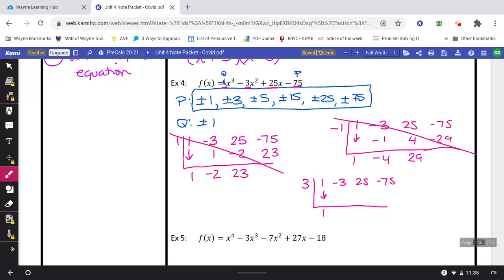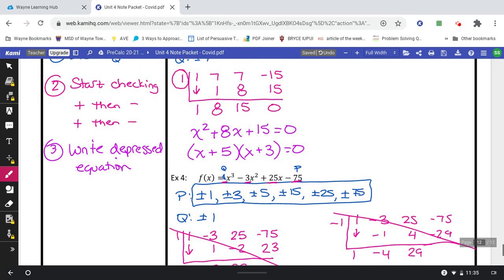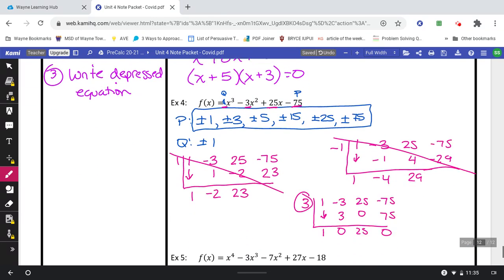Take a second, try that synthetic division. And finally, we get an answer of 0. So that means that 3 is one of our zeros, one of our answers. To finish the problem, we move on to step number 3, write the depressed equation.